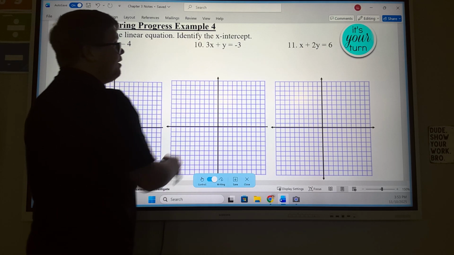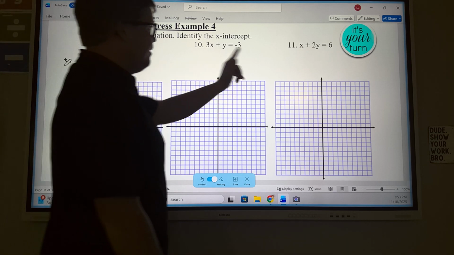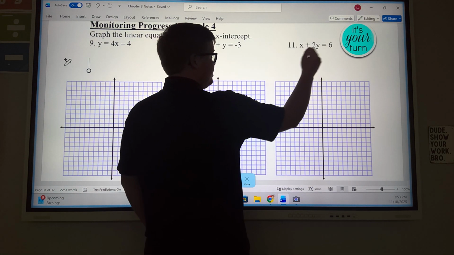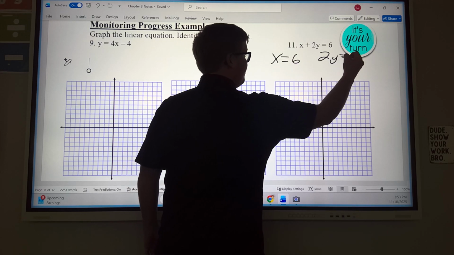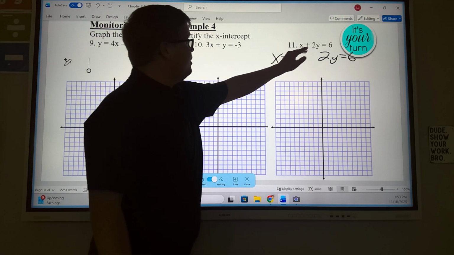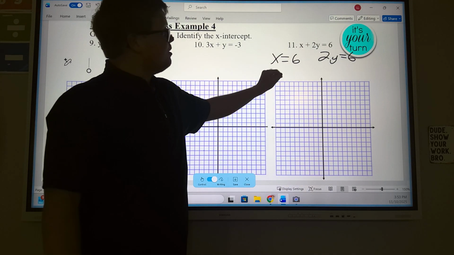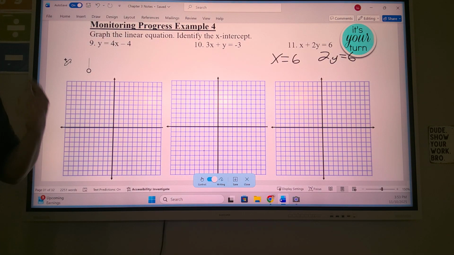We're going to do our final one now, and I'm going to do both the standard form and the slope-intercept form again. So let's start with standard form. Let's split them up. We have x equals 6, and we have 2y equals 6. As you can see, with standard form, all we did was take the y out, make a new equation, then take the x out, make a new equation, so we can find our x and y intercepts.